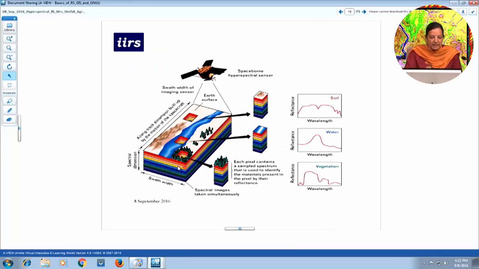So this is what is there. Finally, what do you get? You have an image where for each pixel you can have a large number of observations depending on the number of bands you have, and using this information you can reconstruct this contiguous spectral signature, which you can correlate to the ground feature and identify the material present in the pixel.